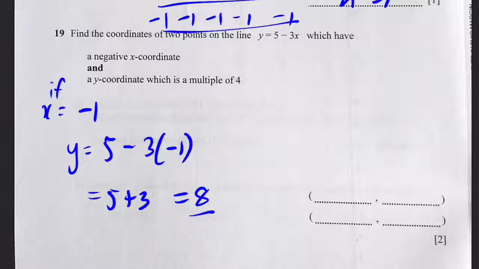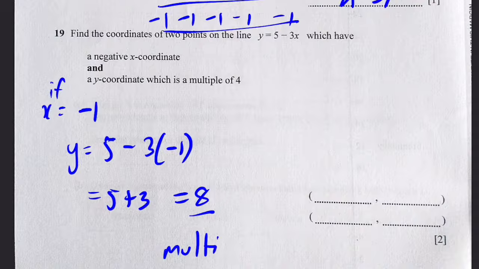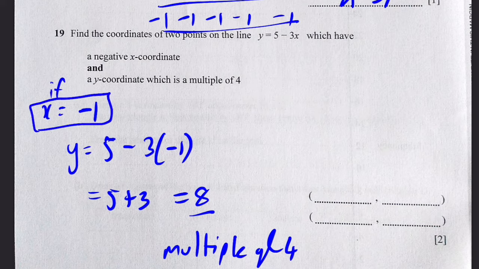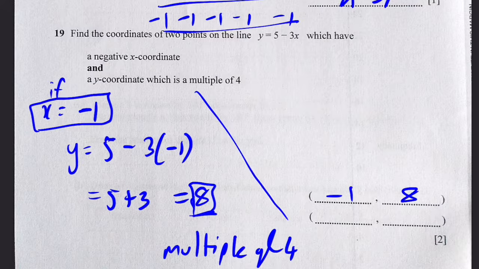And well, this is a multiple of 4, right? Because 4 into 2 is 8, right? So that means we hit the answer spot on with our first guess. So x equals minus 1 and y equals 8. That's 1 point. Now for a second point, which we need to find, since it's a multiple of 4 for y, we can subtract 4 from x. Let's just say, so we probably will get another y coordinate as a multiple of 4.